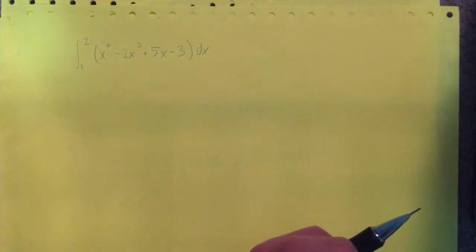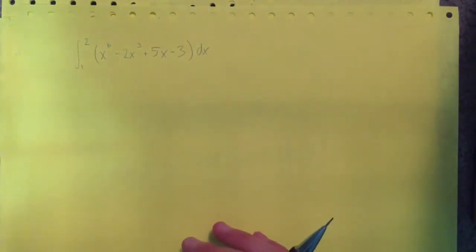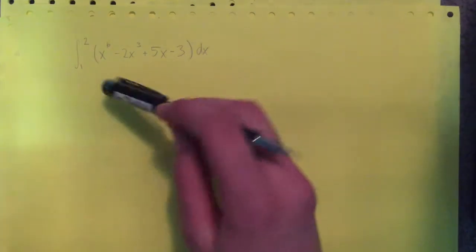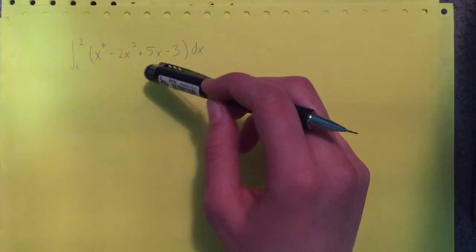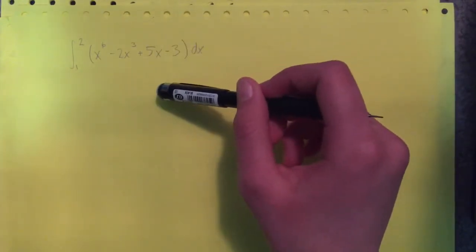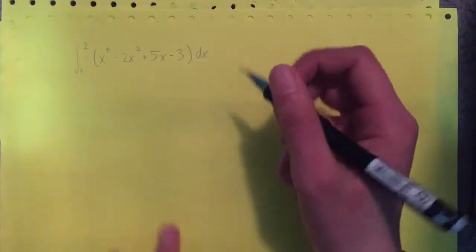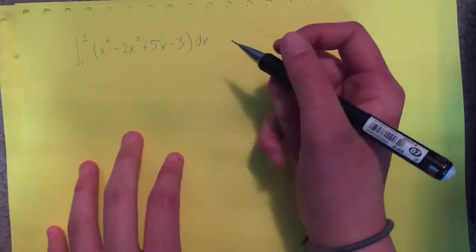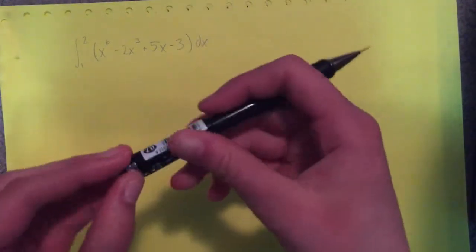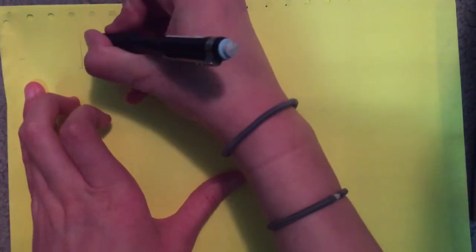Okay, for our last example, we have a bit of a longer function here. So you're going to find the antiderivative of this function, and finding an antiderivative is very important because if you get the antiderivative wrong, you're going to get the rest of it wrong. So you want to make sure you do that correctly. This should be 3.